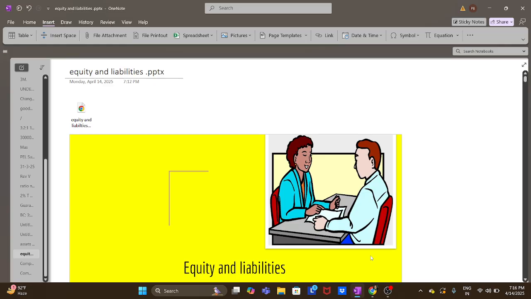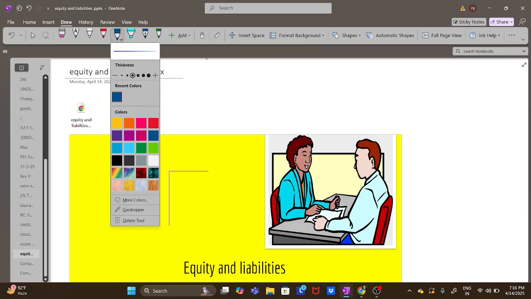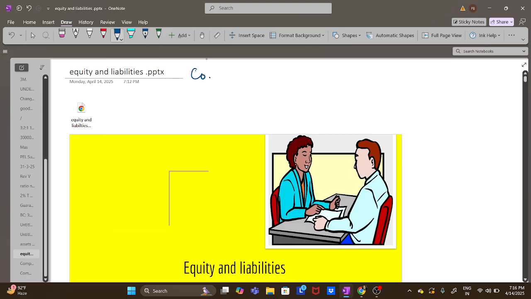Today we'll discuss equity and liabilities. As you all know, in balance sheet we will be learning balance sheet of companies. So they have a format. As of now, we were preparing balance sheet in T format. We had liabilities here, assets here.